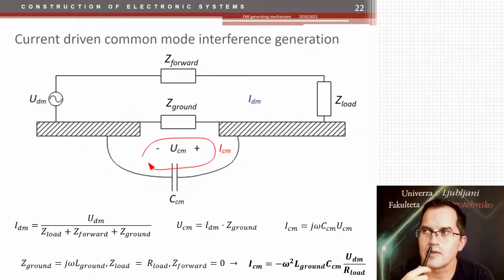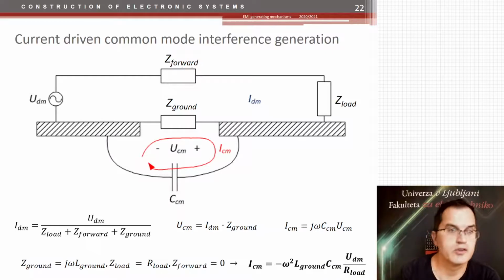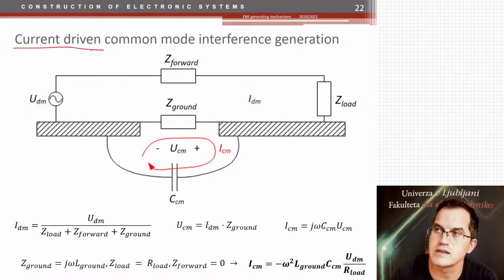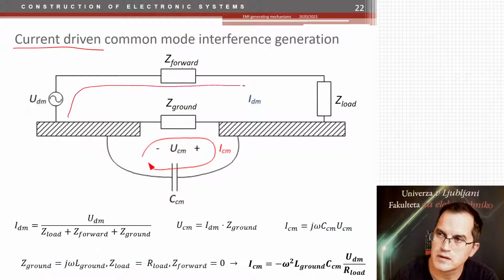This is an example of a current-driven mechanism. There are two mechanisms. One is current-driven and the other is voltage-driven. So this is an example of a current-driven mechanism, which acts, as the name suggests, as a consequence of the current. So the current is flowing in a loop, starting with the noise.